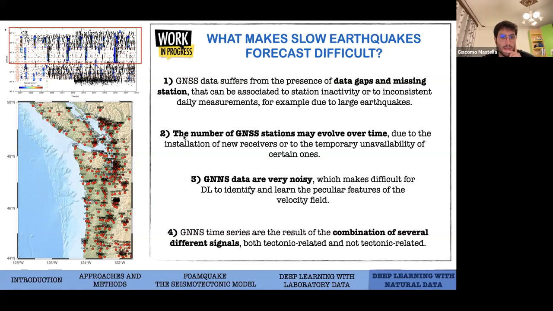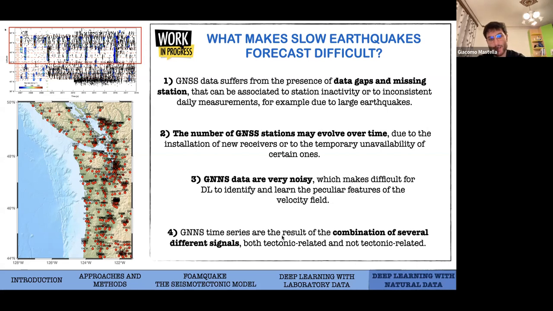The second problem is that the number of GNSS stations may evolve over time, because, for example, some new receivers can be installed, or some receivers can be temporarily unavailable. Third, GNSS data are very noisy. So with respect, for example, to laboratory data, things are more complicated. You have to deal with the noise. And fourth, the GNSS time series are the result of the combination of several different signals that can be both tectonic related and non-tectonic related.